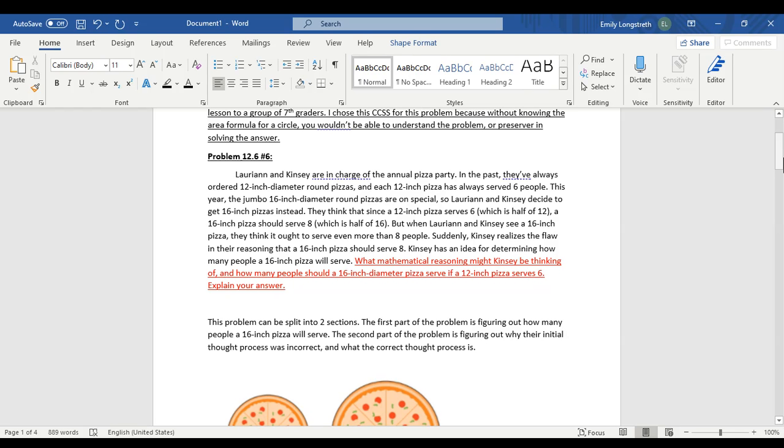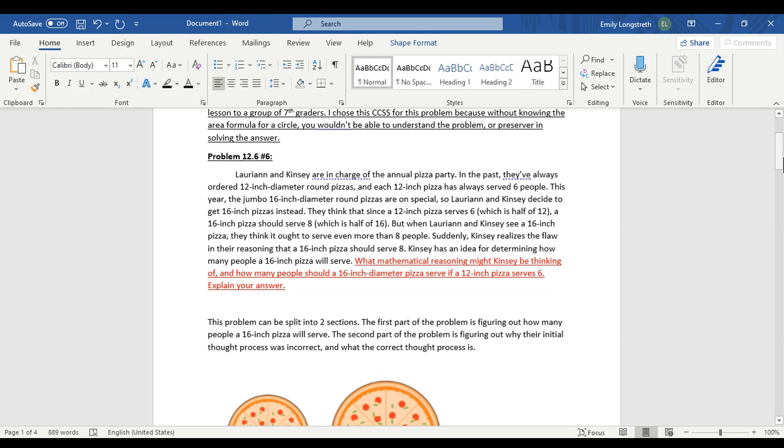They think that since a 12-inch pizza serves 6, which is half of 12, a 16-inch pizza should serve 8, which is half of 16. But when Lorianne and Kinsey see a 16-inch pizza, they think it ought to serve even more than 8 people. Suddenly, Kinsey realizes the flaw in their reasoning that a 16-inch pizza should serve 8. Kinsey has an idea for determining how many people a 16-inch pizza will serve.